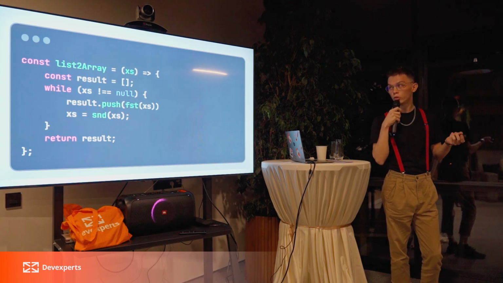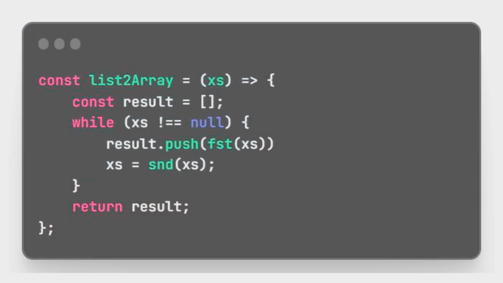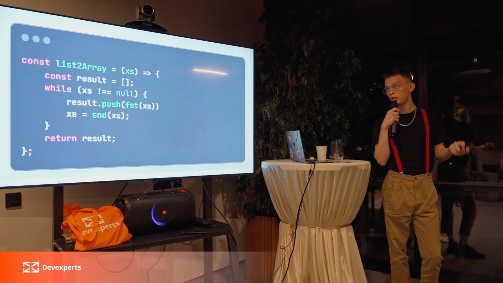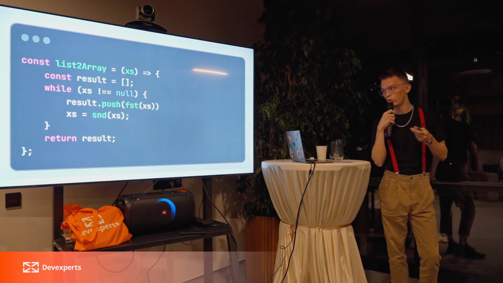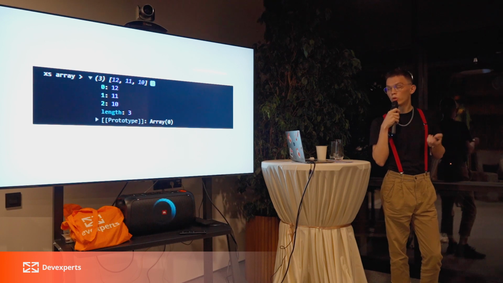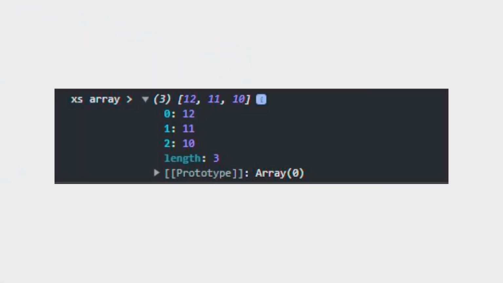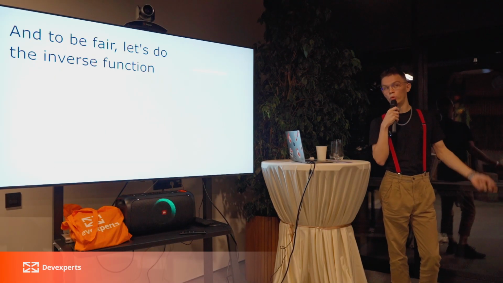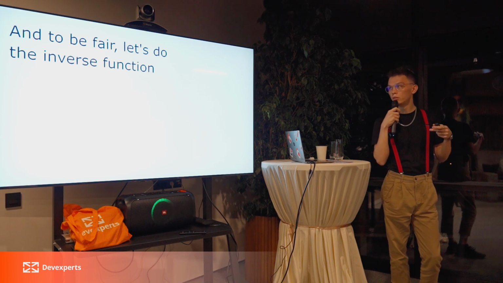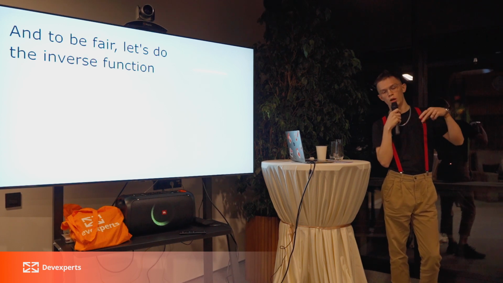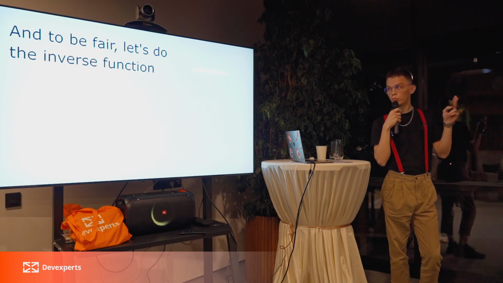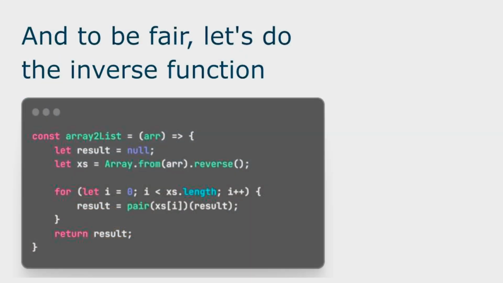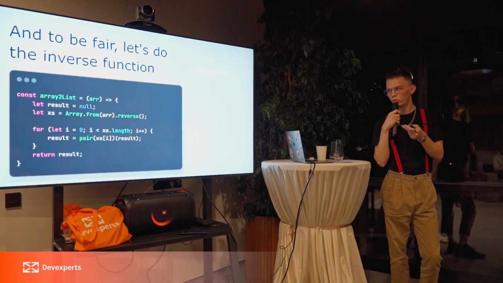Here we have the function list to array, which gets our purely functional array. Until it gets null, it just pushes data to our array and returns it. After we apply our list to array function to our array, we will get the normal one. And to be fair, let's create the inverse function, which will transform the normal array to a purely functional array. Here we have the same story. We just create a new pair until we finish our array.